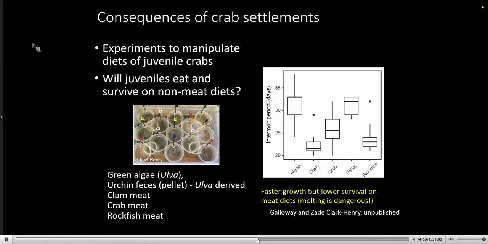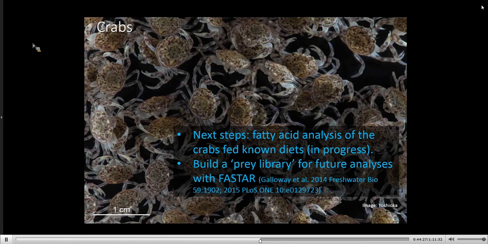And essentially we found that on the clam and rockfish diets they grow fastest, but their survival is lowest on those diets. Because it's the trade-off. If you're growing when you're a crab, you have to molt, and molting is hard. There's just fundamentally quite a lot of mortality that happens. So like I said, the next steps we're working on there are looking at fatty acids and eventually building up a fast prey library.